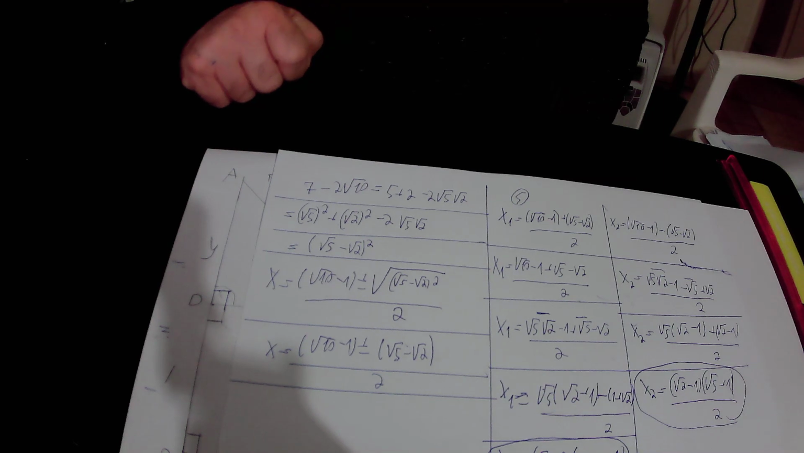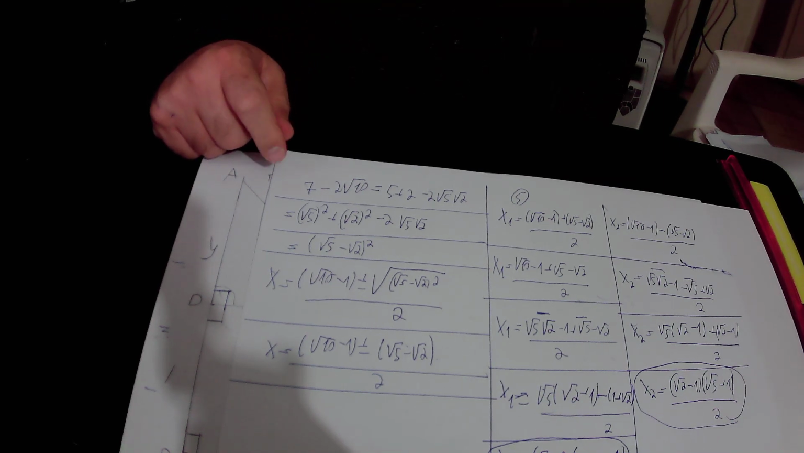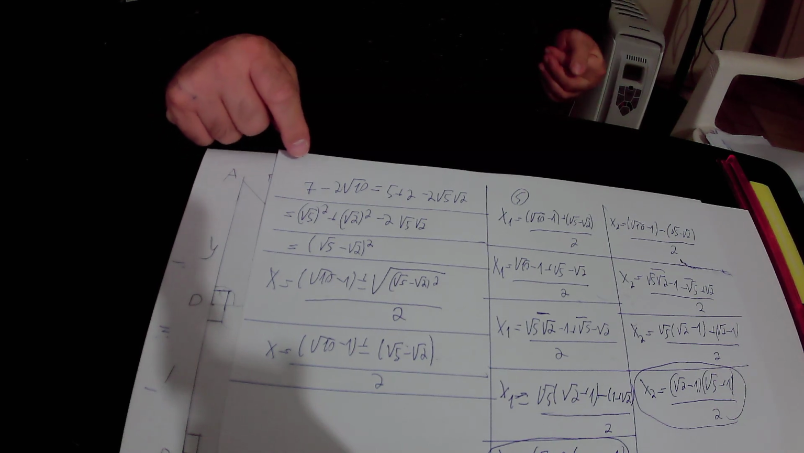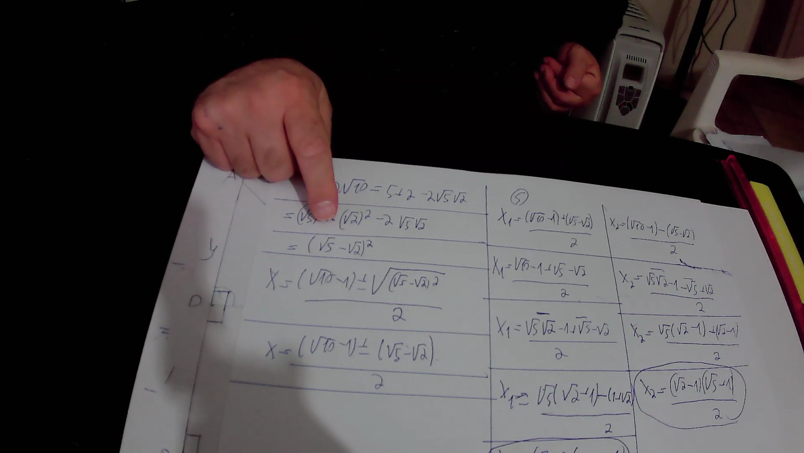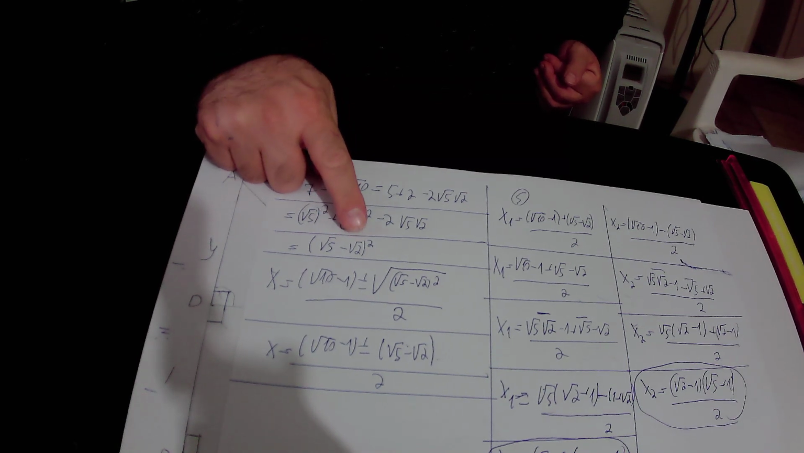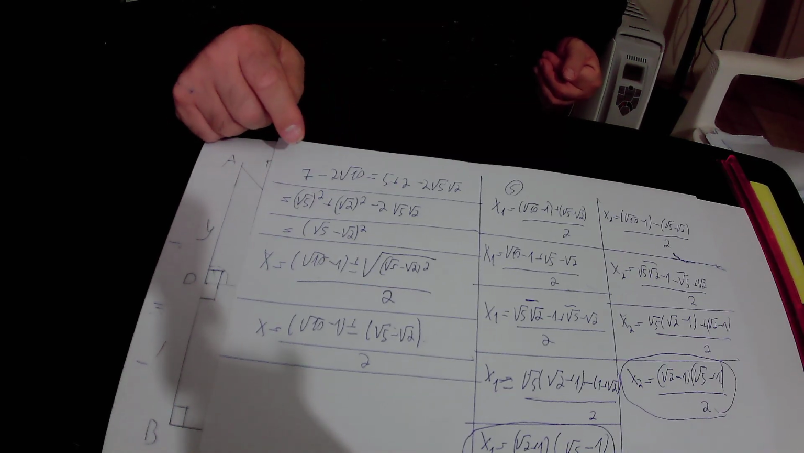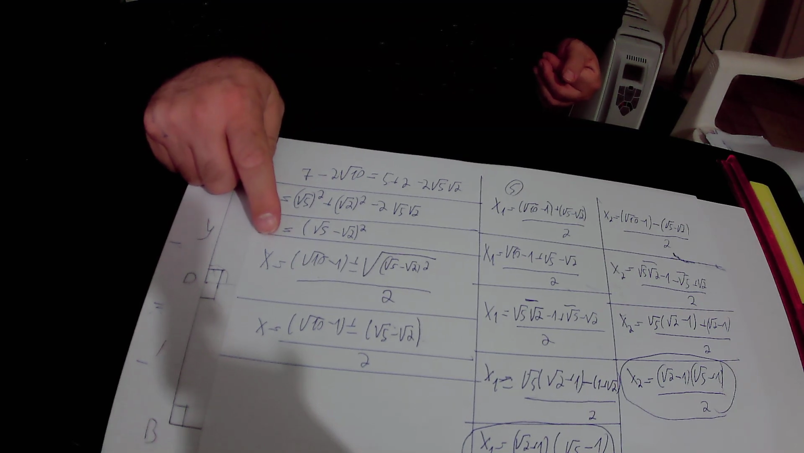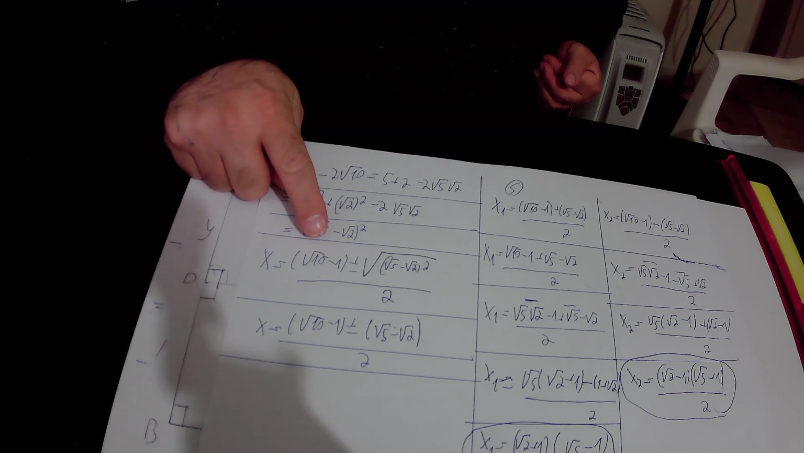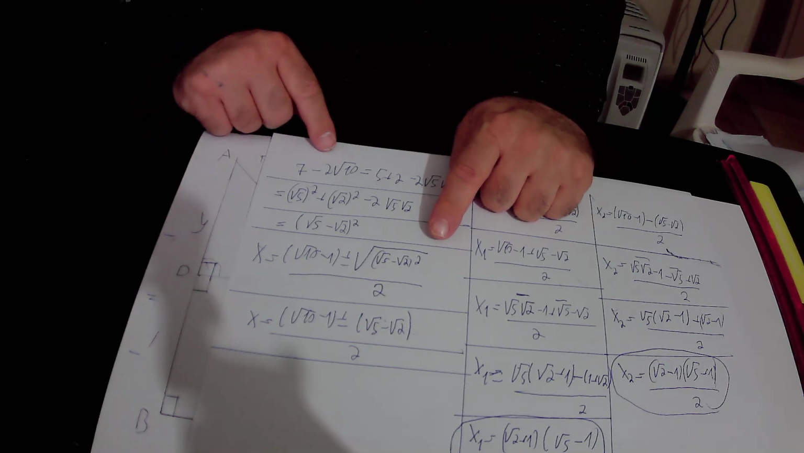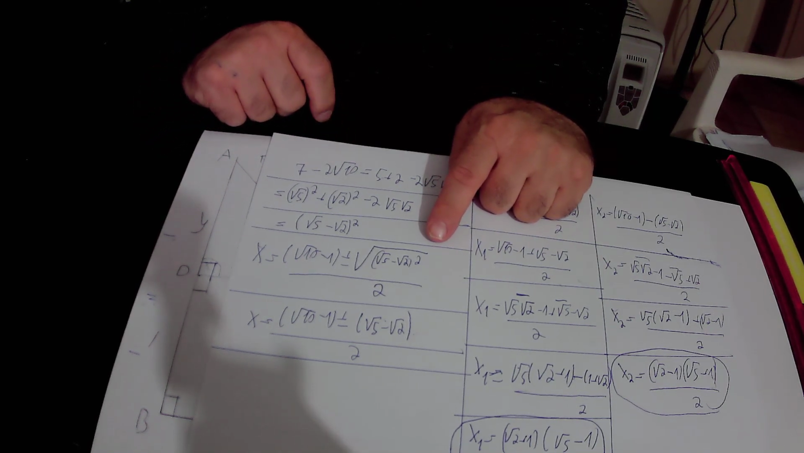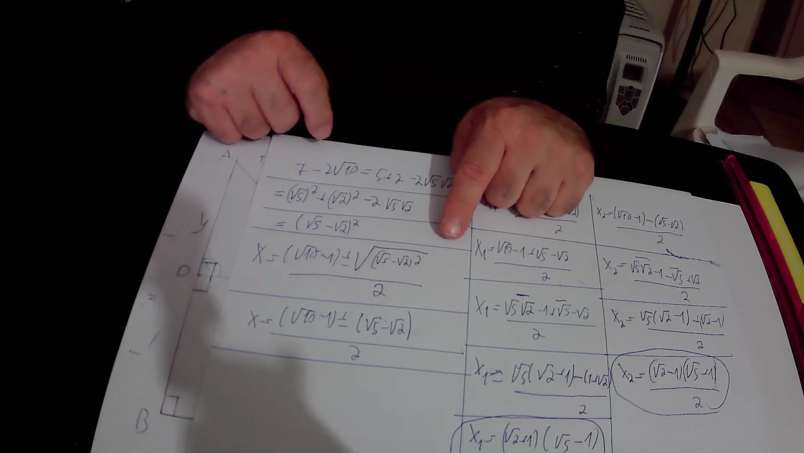And so we can substitute 7 minus 2 times square root of 10 by square root of 5 minus square root of 2 squared. So we did it, and we got that x equals square root of 10 minus 1 plus minus, and we repeat again, we substituted 7 minus 2 times square root of 10 by square root of 5 minus square root of 2 squared, all divided by 2.